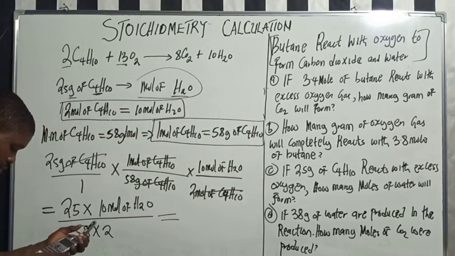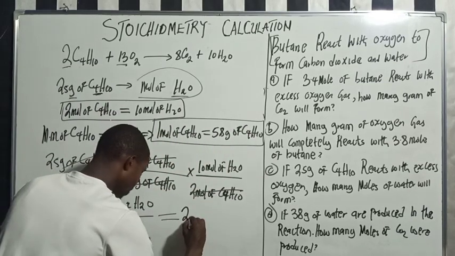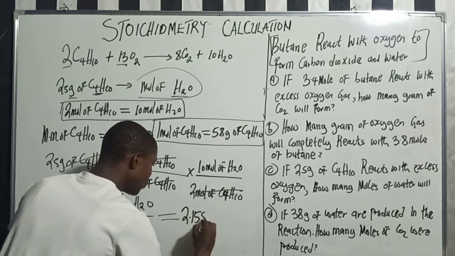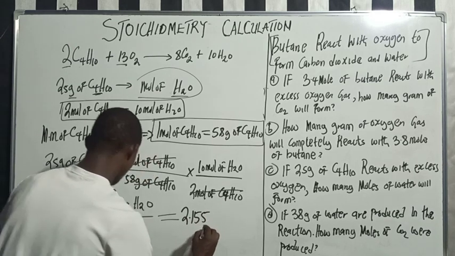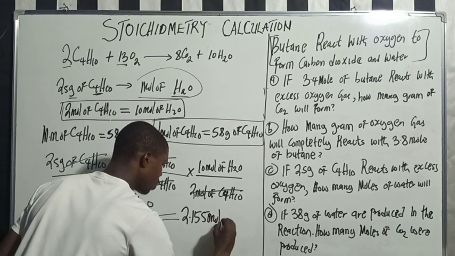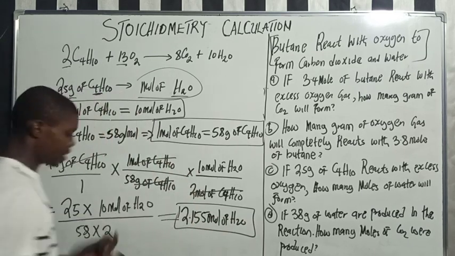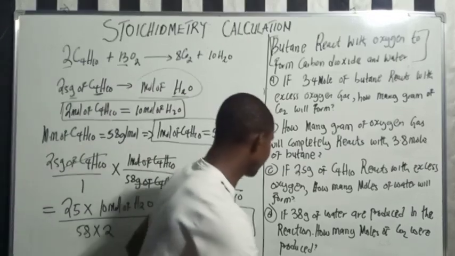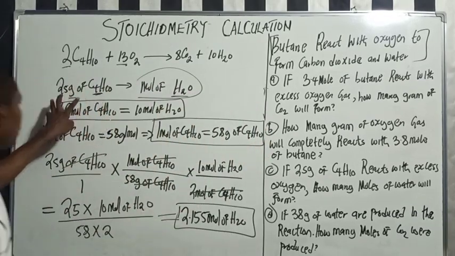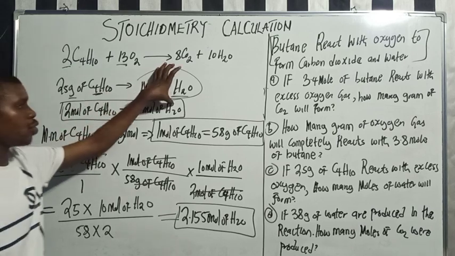So here I have 2.155 moles of H2. This is the answer. So you can see that in part C we are converting grams of C4H10 to moles. Do you get that?